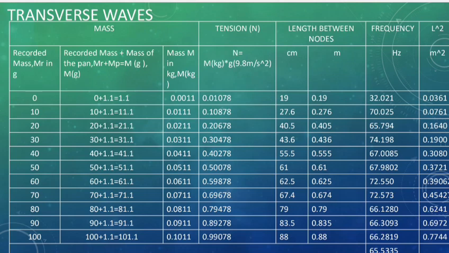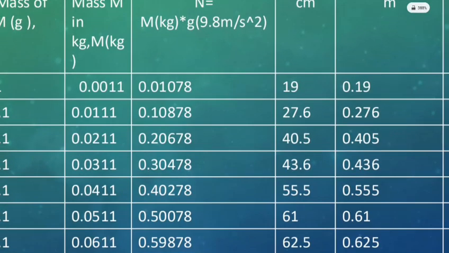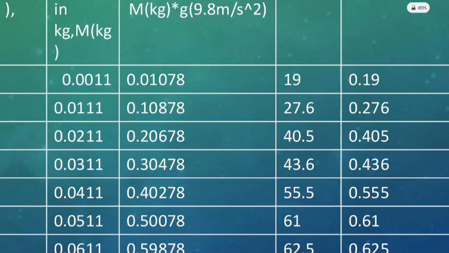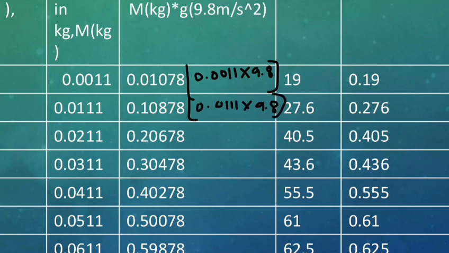Let's see the calculation for the first reading. We got 0.01078 by multiplying the mass in kg, that is 0.0011, into 9.8. And the second reading, 0.10878, we got by multiplying 0.0111 into 9.8. It is the same for all remaining readings.